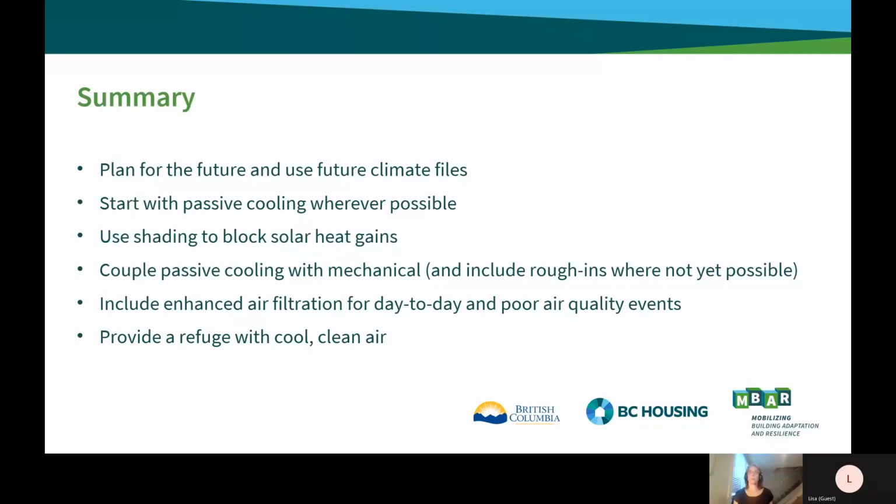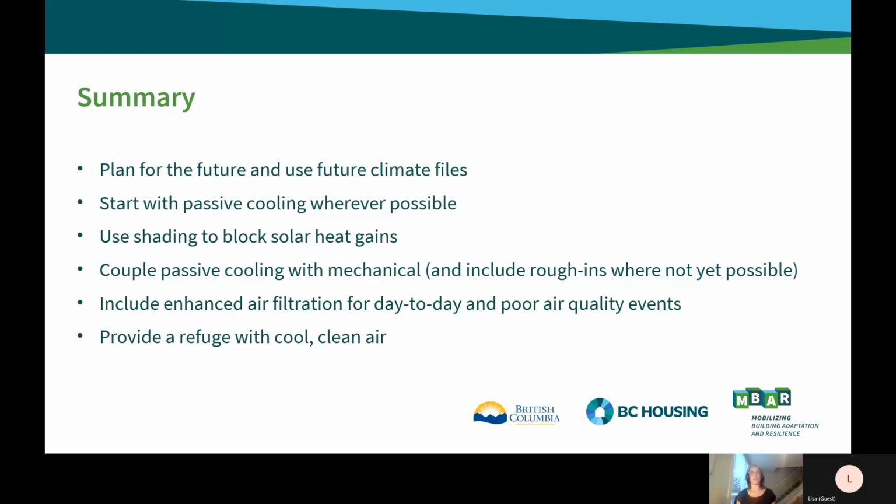In summary, the Design Guide Supplement is a great resource to understand how you can achieve not only energy efficiency outcomes in your new building design, but also to help plan for the future and reduce the risk of overheating and air quality issues. It's important to always plan for the future and make sure that you're using future climate files when looking at the performance of your building. Start with passive cooling and passive design strategies wherever possible to help keep your energy use low. Use shading to block those solar heat gains, and then start to look at how you can couple passive cooling strategies with hybrid or mechanical systems, including looking at roughing in for the future where you may not want to actually add them in today.